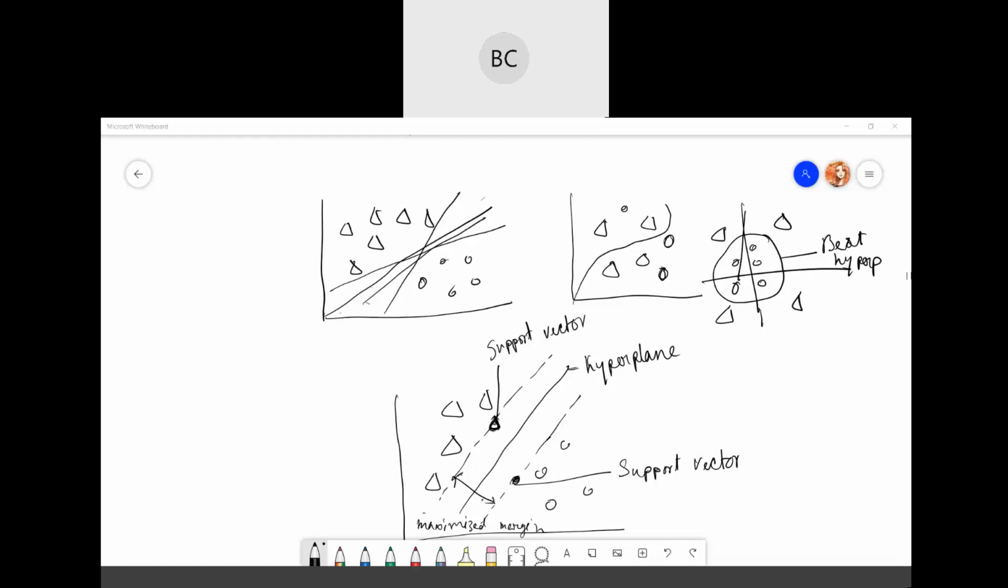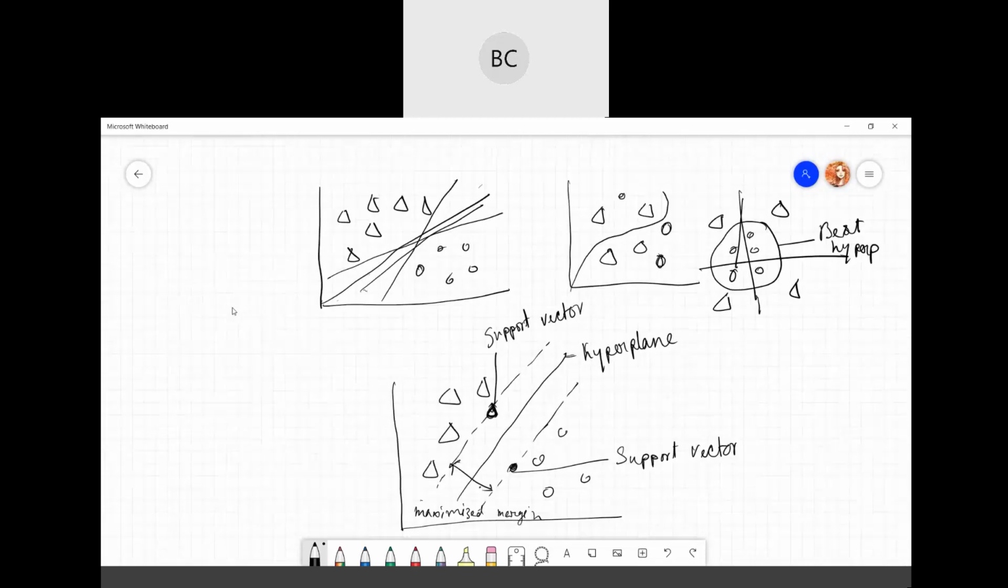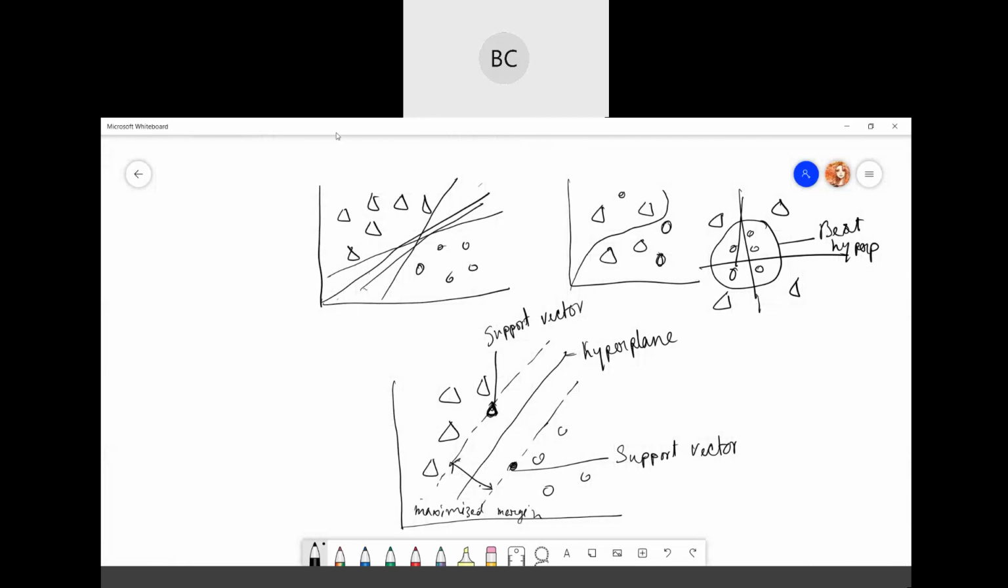From the 2D space, it converts into a 3D space, and then in the 3D space, it decides the boundary for the non-linear data. I hope the concept is clear to you guys. What is a support vector? What is a hyperplane?